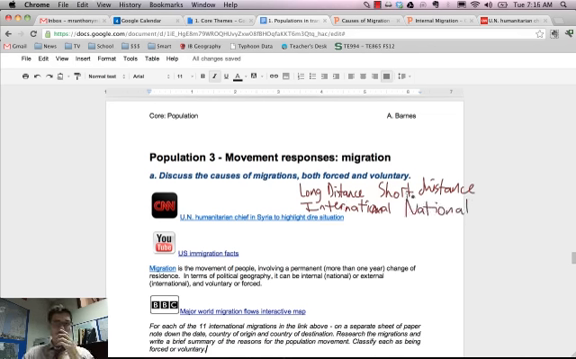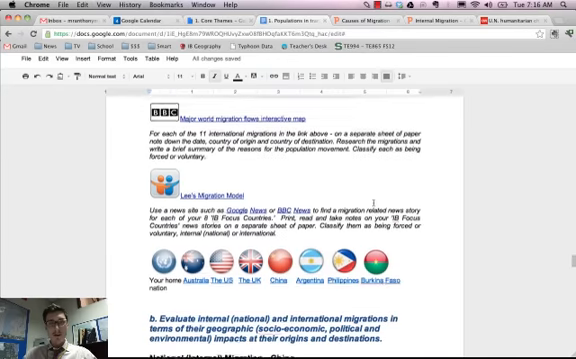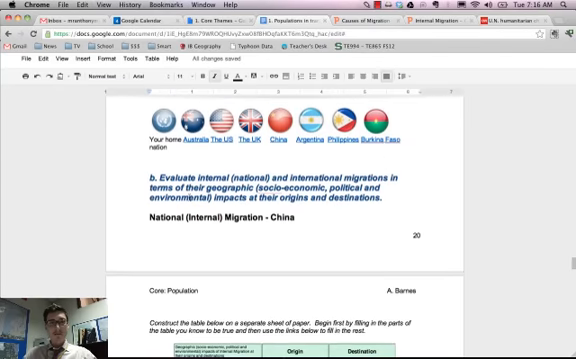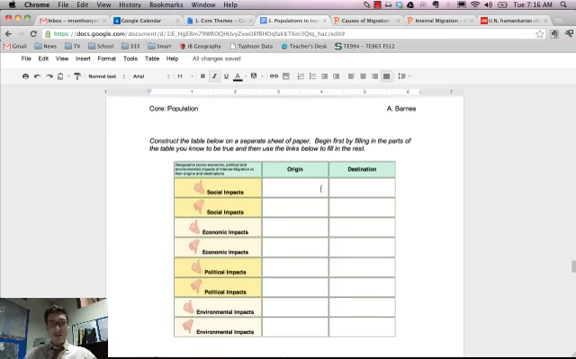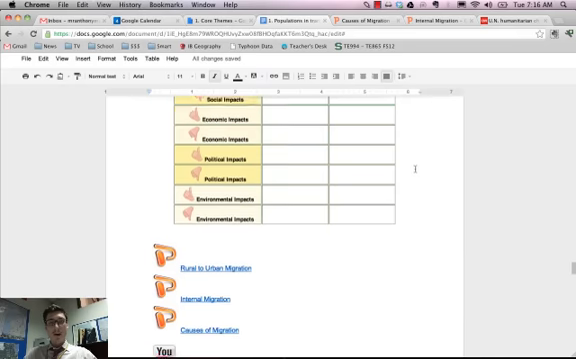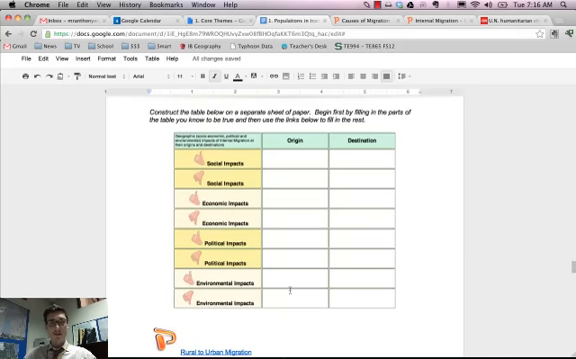Okay, so these are the main categories that we use to talk about migrations. And when we get down here, we have to evaluate international and national migrations in terms of, if you look up on the list, their issues and their impacts at the origins and destinations. Now, I'd like you to fill this in, and I'm going to give you a quick rundown about how to go about filling this chart in right here.